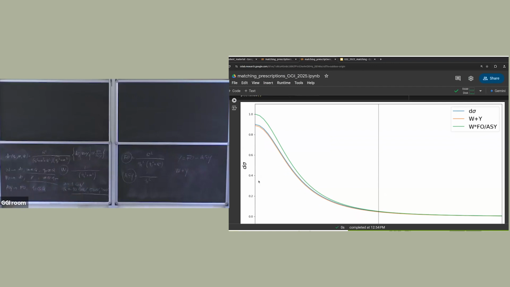So d sigma is your truth, okay? And then what happens to the two matching prescriptions? At large transverse momentum, it's as good as before. If we look at the large transverse momentum region, both prescriptions are equally okay. At low transverse momentum, instead, the additive prescription works better than the multiplicative one.